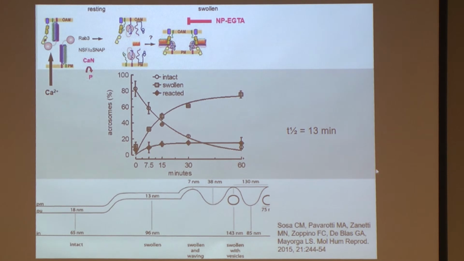What we observe is when we measure swelling across time, we need 13 minutes for half of the sperm to have a swollen acrosome. So it's a slow kinetics. And one question is, when the acrosome is swollen, how much time will it take for the final opening of the fusion pores? And we could do that because this inhibitor is reversible.